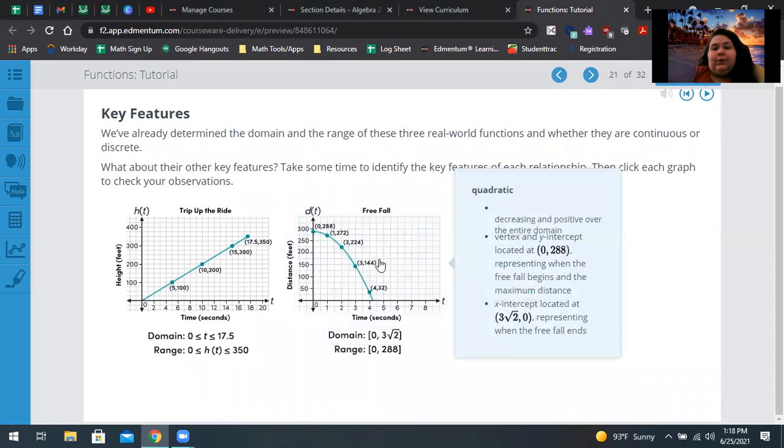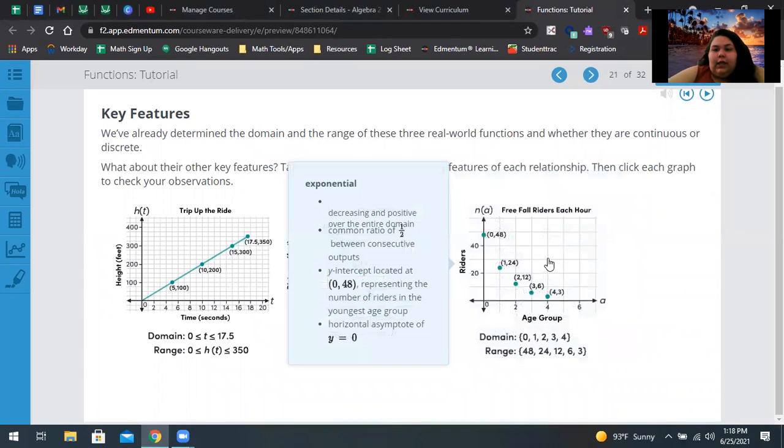If we look at the next one, which is a quadratic function, right? And you saw me draw the parabola, the upside down U shape. It says the vertex is at 0, 288. It does have an x-intercept. And not only is 0, 288 the vertex, it's also our y-intercept as well. They have that all listed for you. And then you can go ahead and take a moment to look at the exponential.